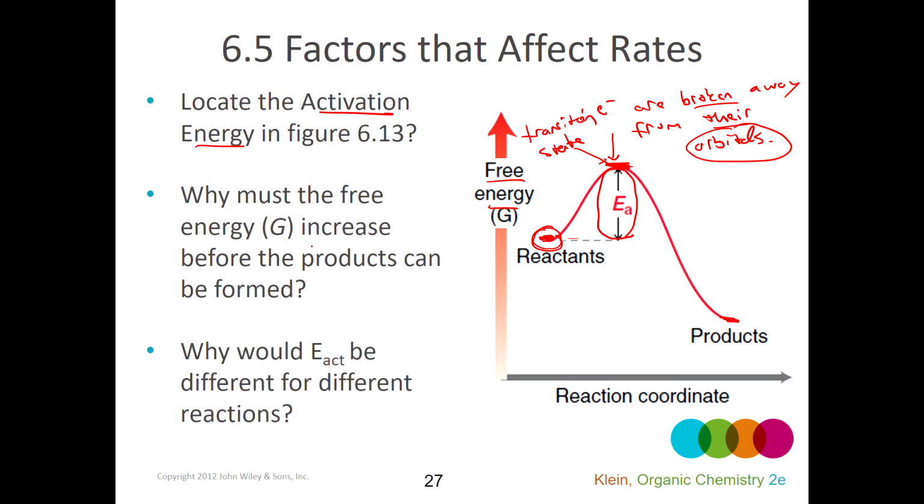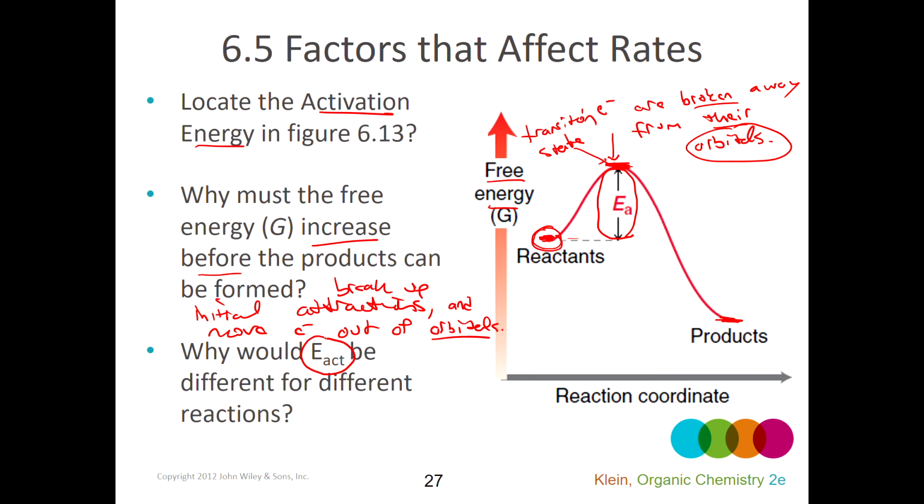Why must energy increase before the product can be formed? Because you have to break up some of the initial attractions. You need energy to break attractions and move the electrons out of their orbitals so that they can then be made unstable enough to rearrange into new orbitals to make the products. The amount of energy required to convert the reactants into the transition state is going to be different for different reactions.